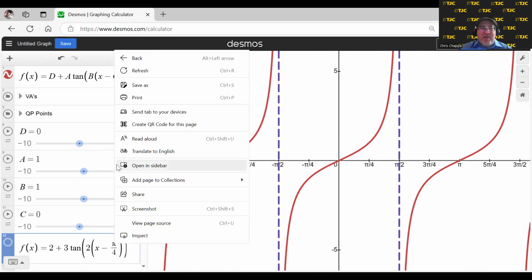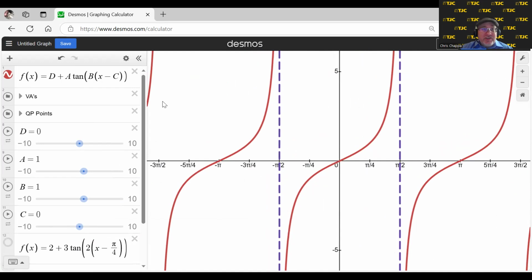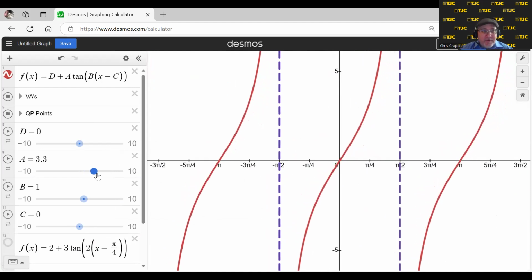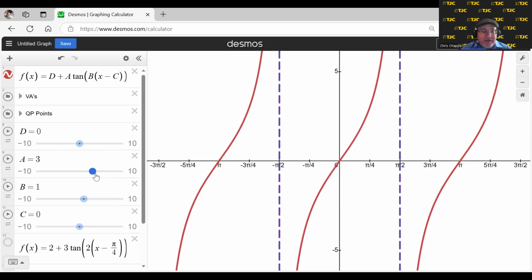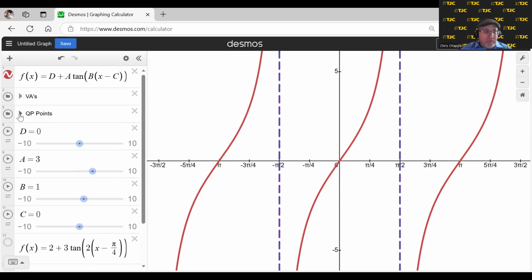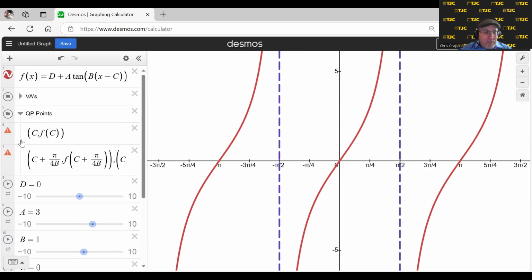If I wanted to get to that graph, the first thing I would do manually is adjust the amplitude to 3. So my quarter period points are going up and down. Why are they not labeled? They should be labeled. Hmm. One second. I've got to figure out what the issue is. I must have deleted something.